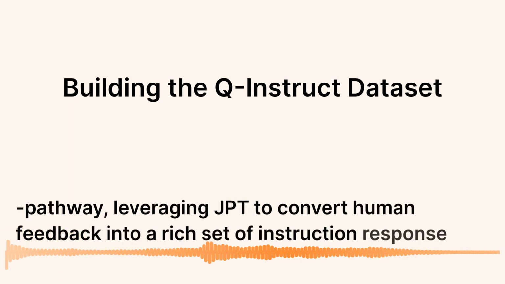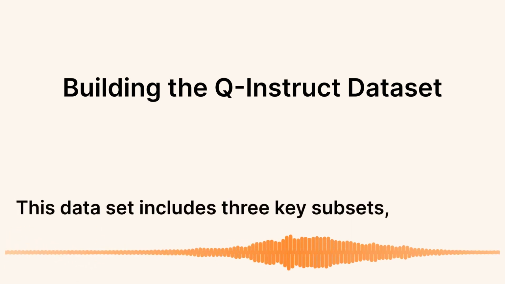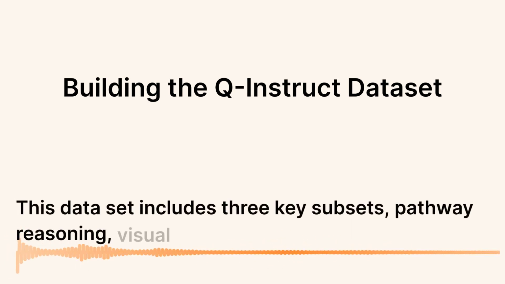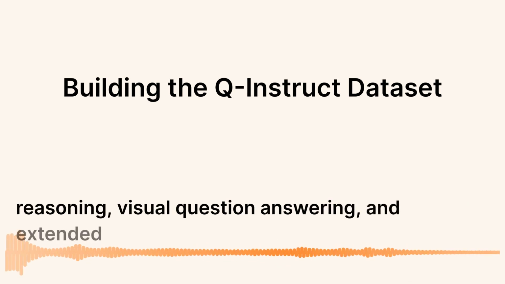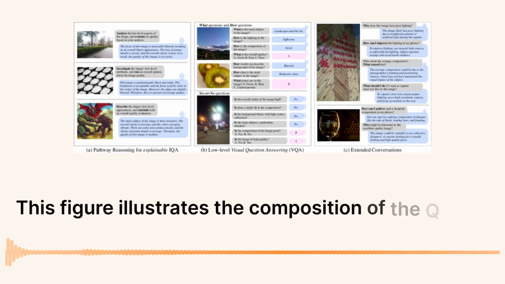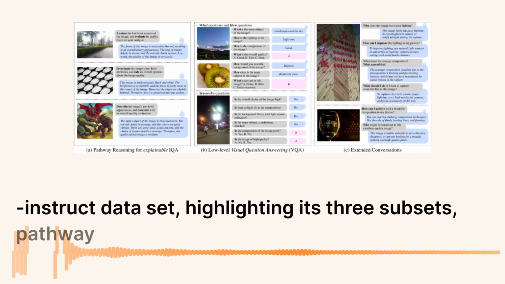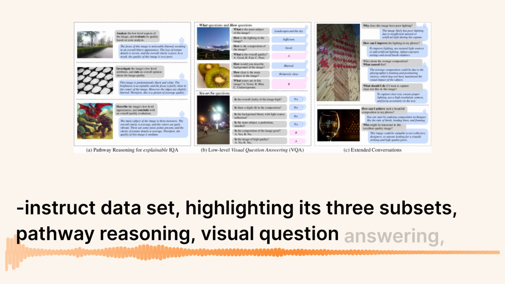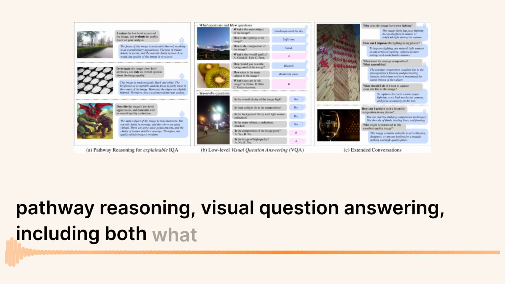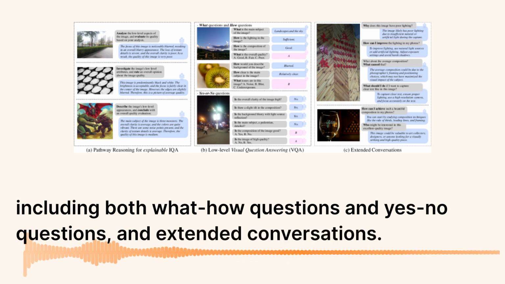set of instruction response pairs. This dataset includes three key subsets: Pathway reasoning, visual question answering, and extended conversations. This figure illustrates the composition of the Q-Instruct dataset, highlighting its three subsets: Pathway reasoning, visual question answering, including both what-how questions and yes-no questions, and extended conversations.